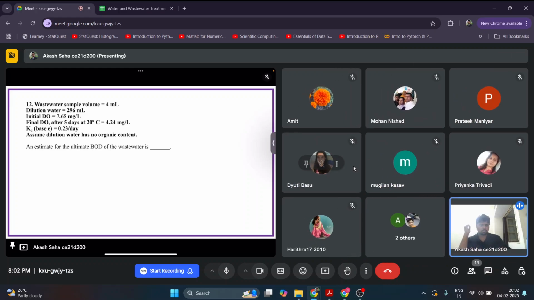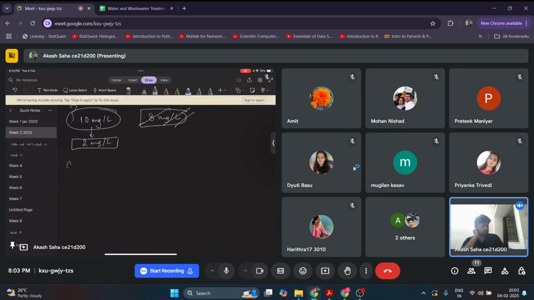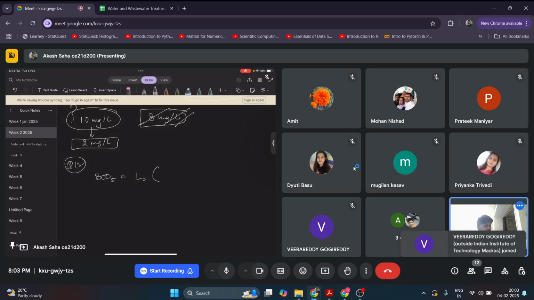Okay, so we'll discuss how to solve. It is a direct application if none of you are able to solve it. This is question number 12. The basic formula for finding the ultimate BOD is BOD 5 equals the ultimate BOD, denoted by L naught, into 1 minus e to the power minus kt. Here time is in days, k in per day.